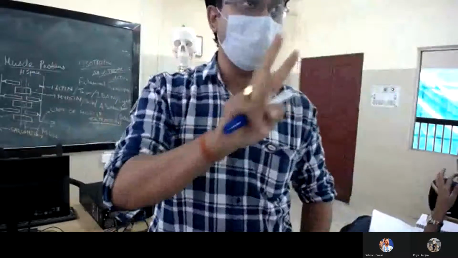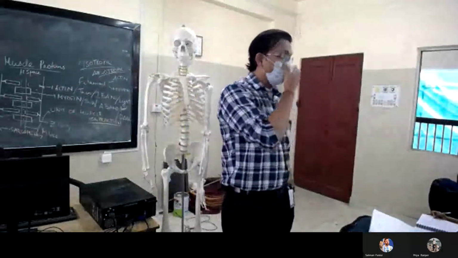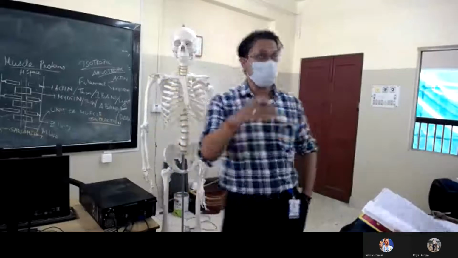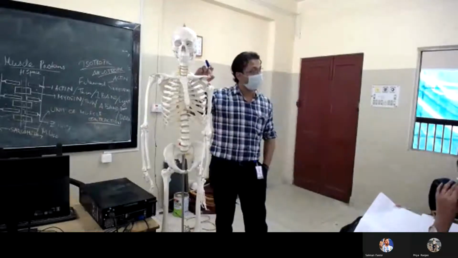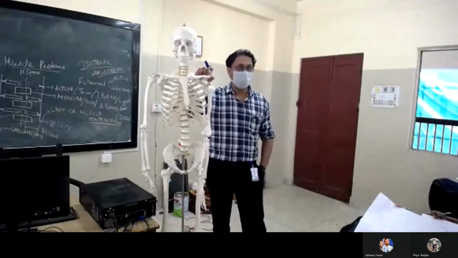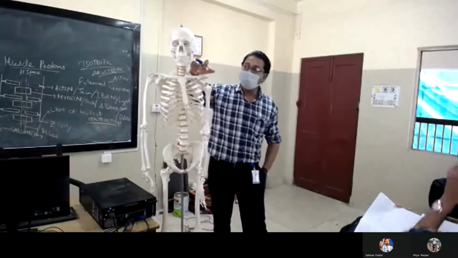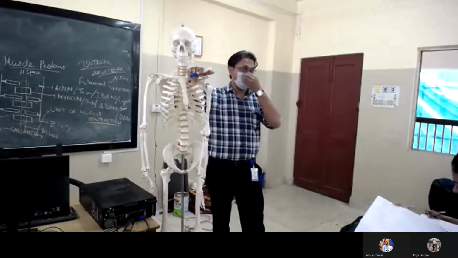So this clavicle, on the last class we read there are two ends. One is the acromion end and another one is the sternal end. We know the reason why it's called an acromion end and why it is called a sternal end, because the bone which is towards the acromion process, this is for the acromion process, and that's the reason it's called the acromion end.